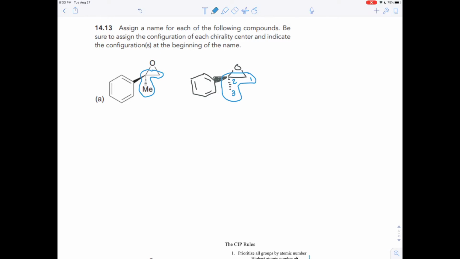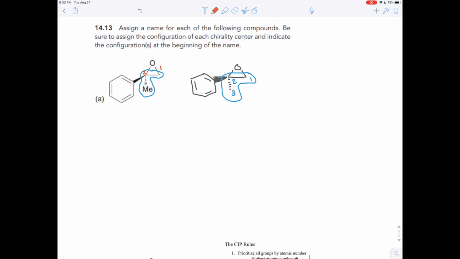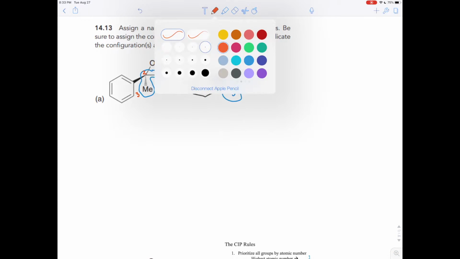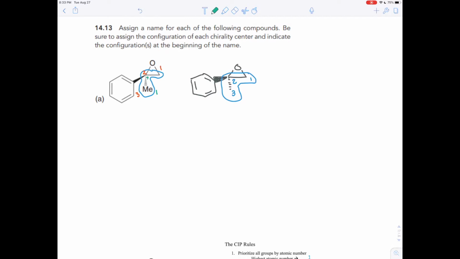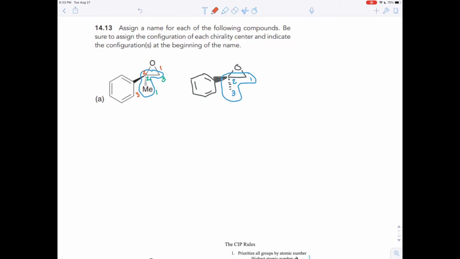Now you could number that from the right top to the bottom. Let me do that in orange. So you could say, okay, this is 1, 2, and 3. Or you can number it the other way. Let me try that in green. 1, 2 here, and 3. Notice that the orange way gives you a lower number for the epoxide, so 1 and 2 for the epoxide, and also a 2 for the benzene ring, whereas the green way gives you a 2 and a 3 for the epoxide, and also a 2 for the benzene ring. So you get lower numbers with the orange way, so that's how we're going to number this backbone.